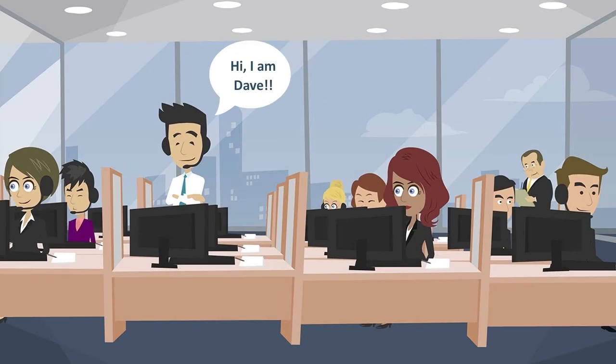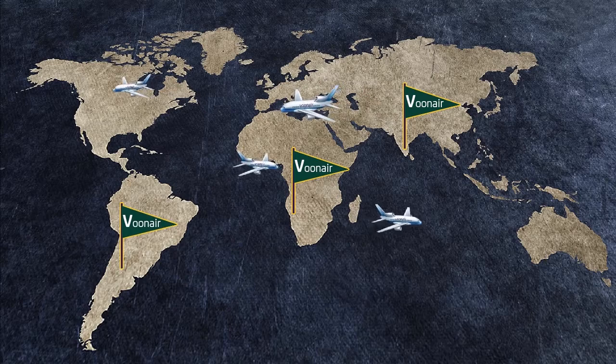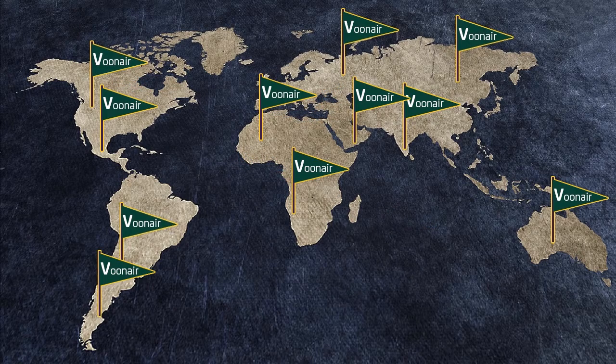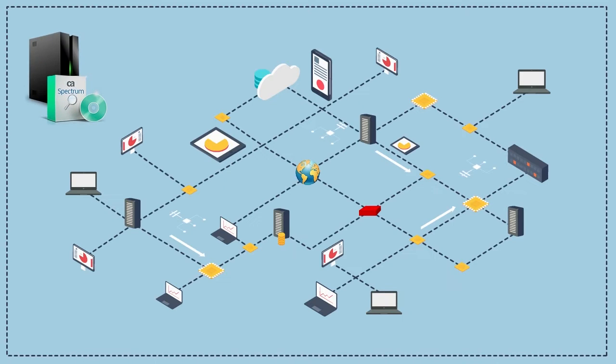Hi, meet Dave. He works as a network administrator at Vunair Airlines, one of the largest airline companies in the world. They operate flights to all major tourist destinations and have a large IT environment to support their business. Vunair Airlines uses CA Spectrum to monitor its networks and devices round the clock.